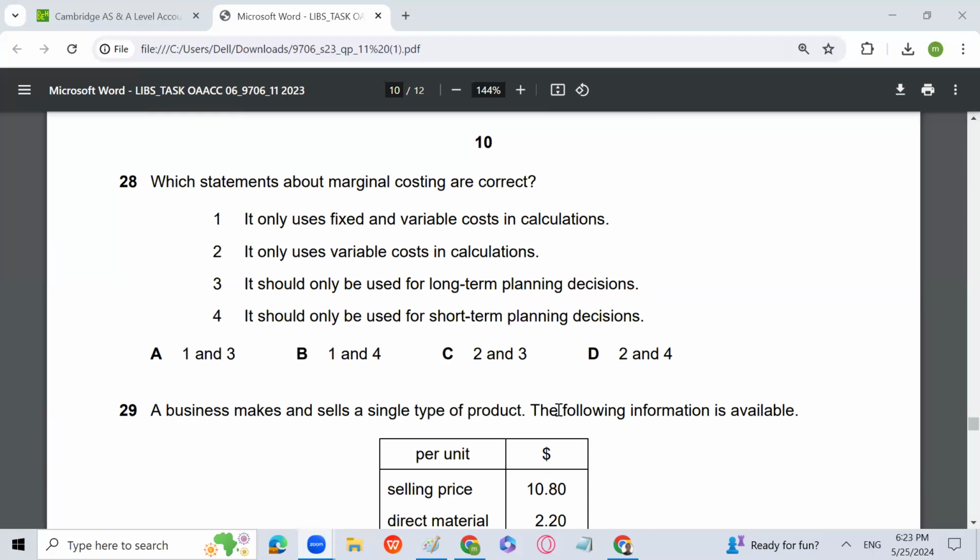Yeah, that's the reason we have discussed that the answer in the mark scheme is D, because he is basically thinking that we are using a contribution approach. So in marginal costing, only variable cost will be taken as part of product cost. So we are talking about production cost, and for production cost, we take only variable cost in calculation. And for short-term planning decision, that is already there, which is a part of the question.